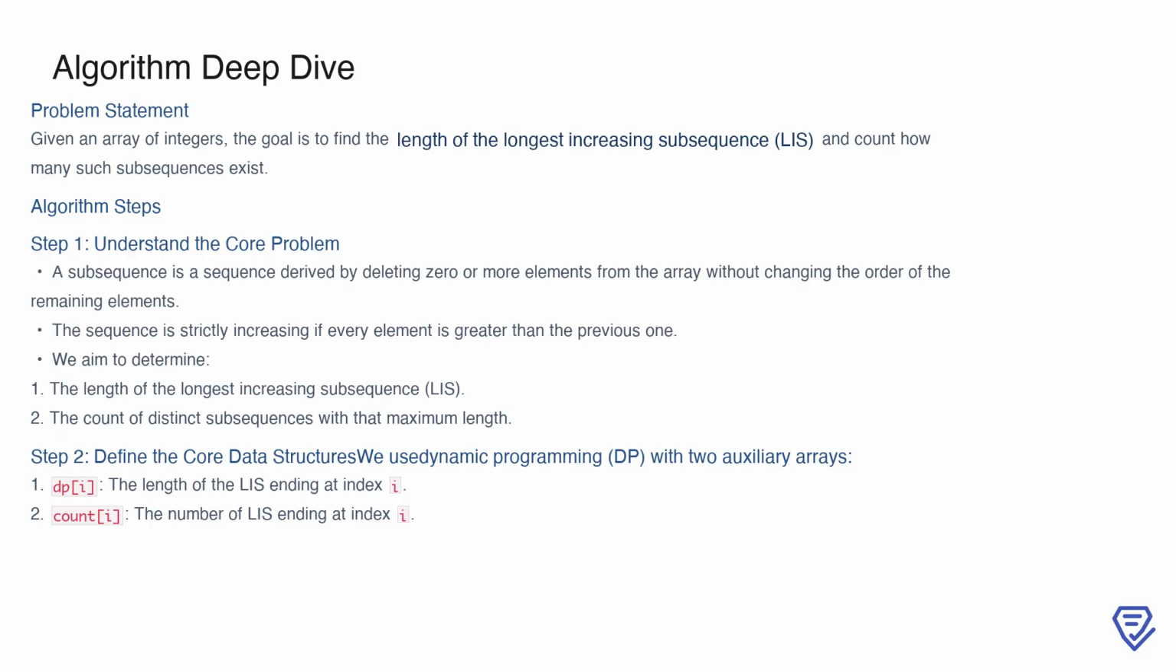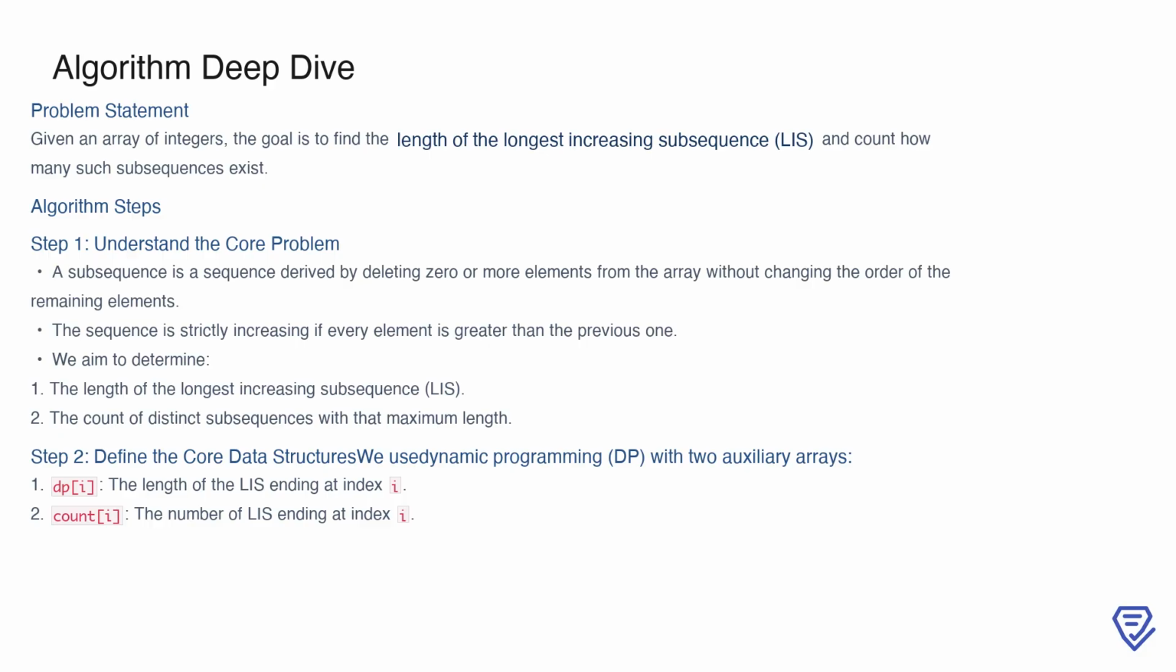In this problem, we are tasked with finding the length of the longest increasing subsequence, or LIS, in a given array of integers, as well as counting how many such subsequences exist. To clarify, a subsequence is a sequence that can be derived by deleting zero or more elements from the array without reordering the remaining elements. For example, in the sequence 1, 3, 5, all elements are in a strictly increasing order, meaning each number is greater than the one before it.